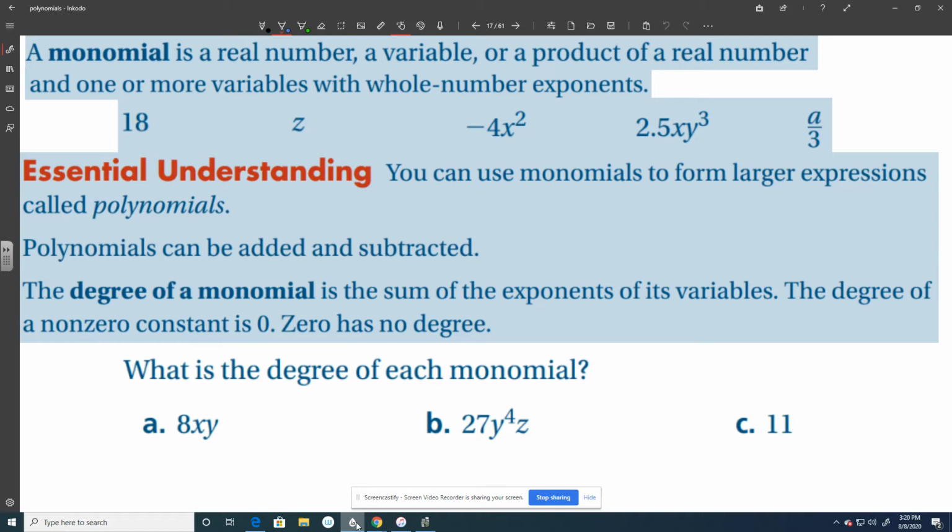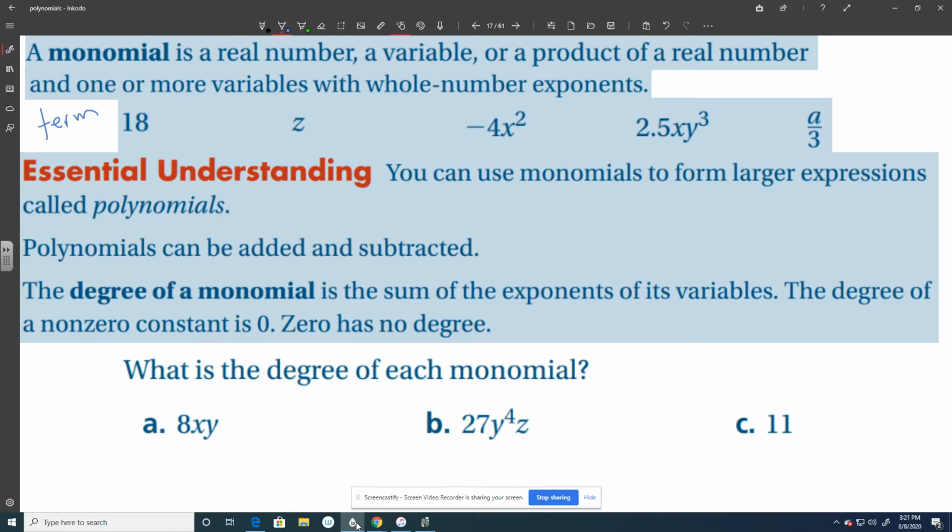And a monomial, the simplest version of it, is a term that you've seen in the past. It's a number, a variable, or a product of a number and variables with exponents. So for example, 18 is a monomial because it's a number. Z is a monomial, it's just a variable. Negative 4x squared is a monomial because you're multiplying two of those together. 2.5xy cubed is a monomial. Even though there's two variables, they're being multiplied, so that's still called a monomial. And a over 3, again, is a monomial, okay?